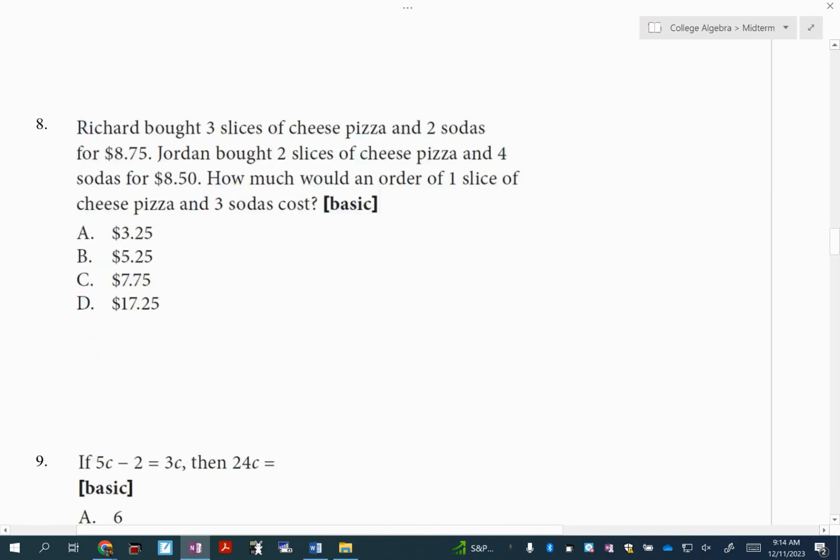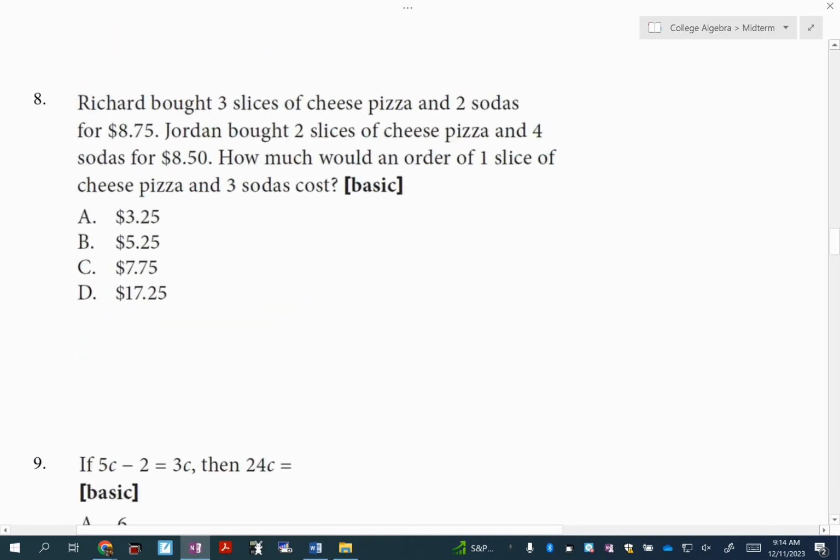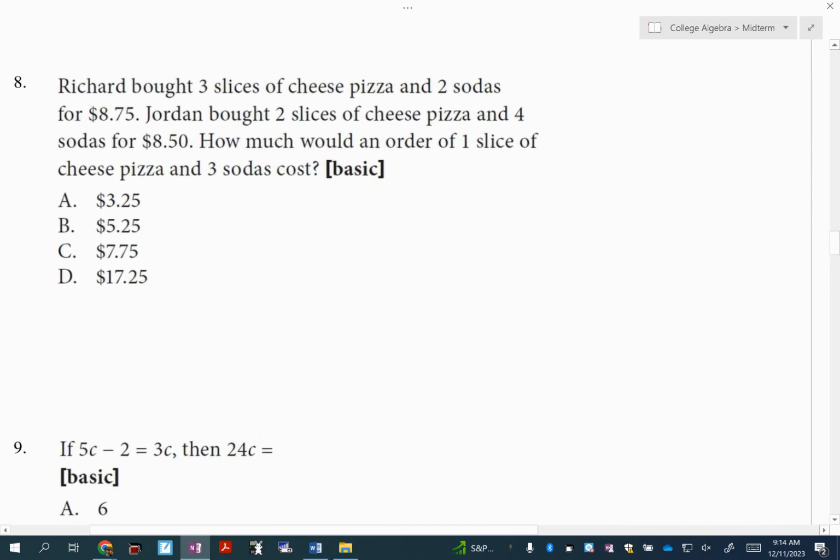Number 8, Richard bought 3 slices of pizza and 2 sodas for $8.75. So that's 3 slices of pizza plus 2 sodas for $8.75. Jordan bought 2 slices of pizza plus 4 sodas for $8.50. How much would an order of 1 slice of cheese pizza and 3 sodas cost?